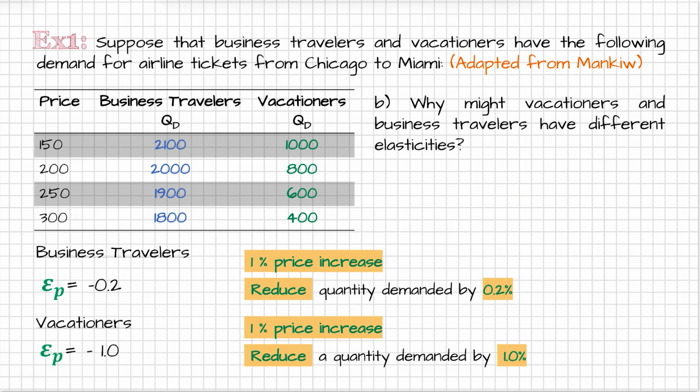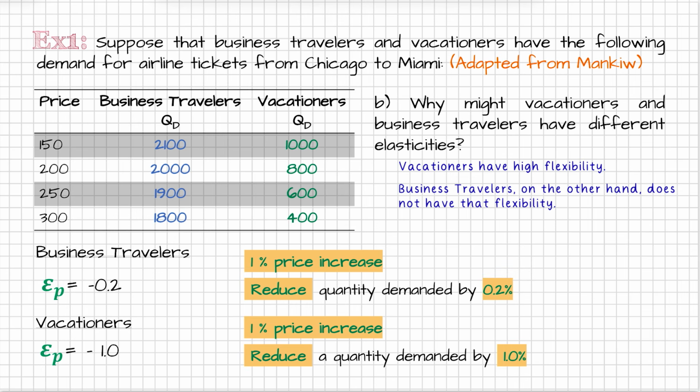Now let's work on letter B. Why might vacationers and business travelers have different elasticities? Vacationers have high flexibility. They can change their vacation dates, choose a different destination, or simply decide not to travel at all. This makes their demand highly sensitive.